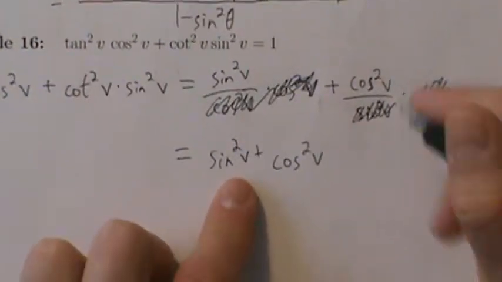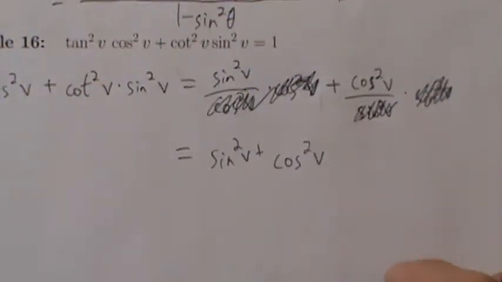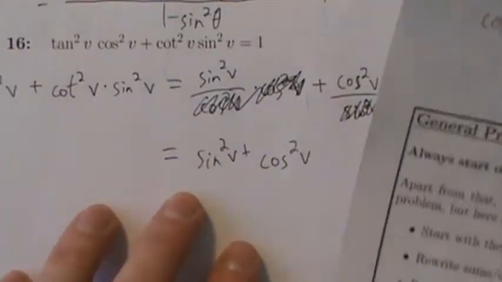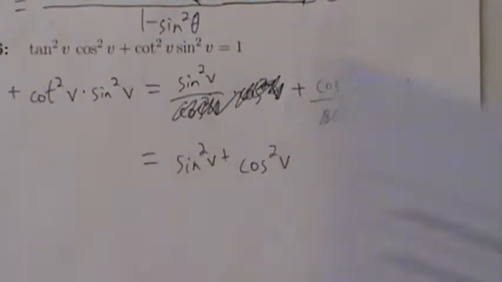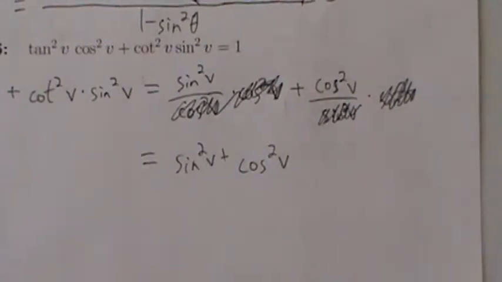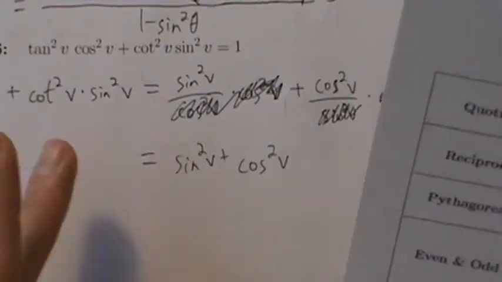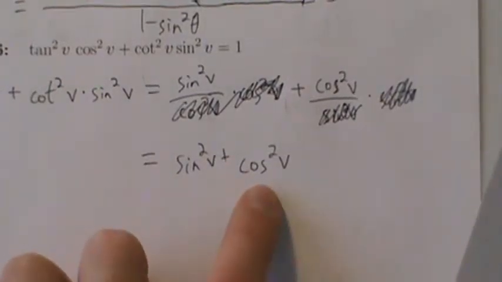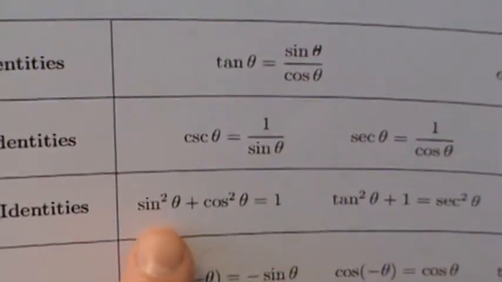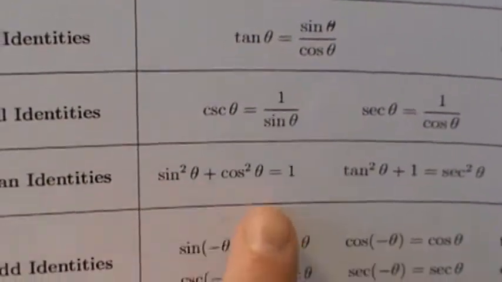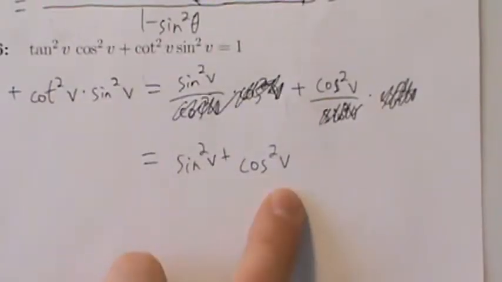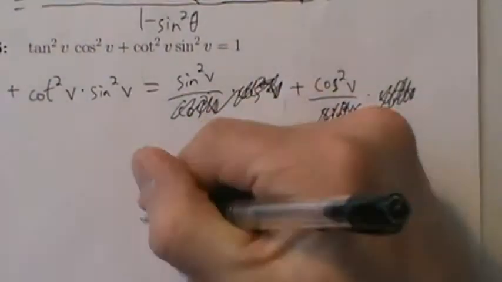And what's that? That should jump out at us as the Pythagorean identity, one of the most important identities in all of math. So sine squared of theta plus cosine squared of theta is 1. We have v instead of theta, but that makes absolutely no difference. So sine squared of v plus cosine squared of v is 1. Whether it's theta or v or u or w or t or z or x or y, it does not matter what's here. It could even be a more complicated expression. As long as these two things are the same, theta and theta, v and v, that just equals 1.